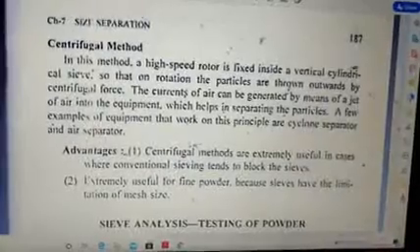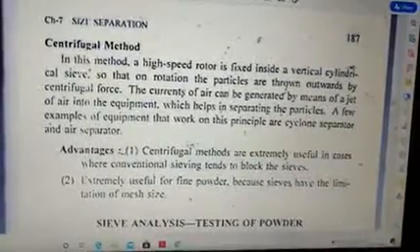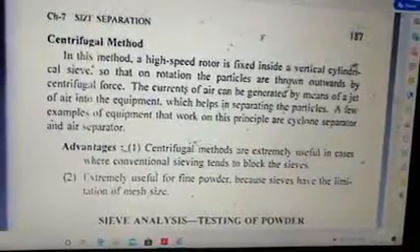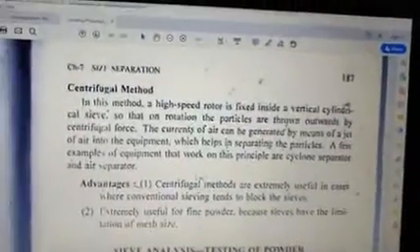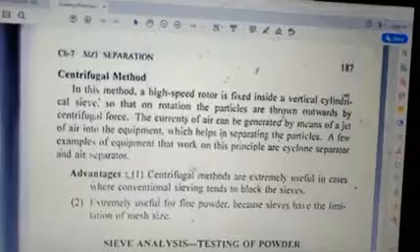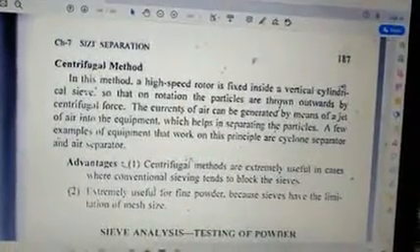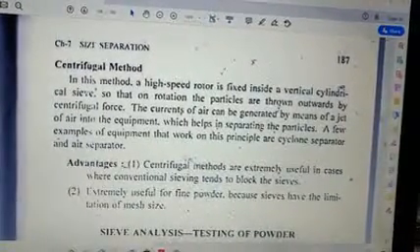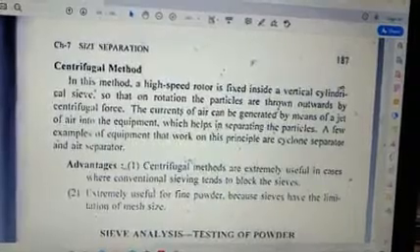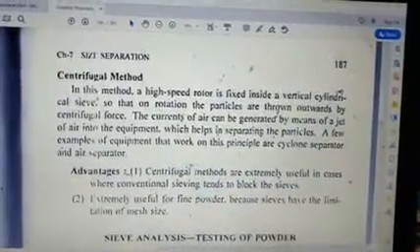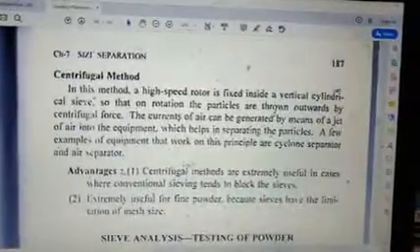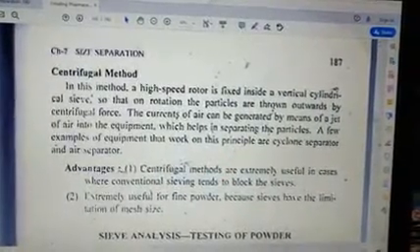What is the advantage? Centrifugal methods are extremely useful in cases where conventional sieving tends to block the sieve. So if the conventional sieving method, that is by sieve shaker, cannot be used, we use the centrifugal method. They are also extremely useful for fine powder because sieves have the limitation of mesh size. Sieves you can make up to a certain mesh size aperture, but for centrifugal there isn't any limitation.